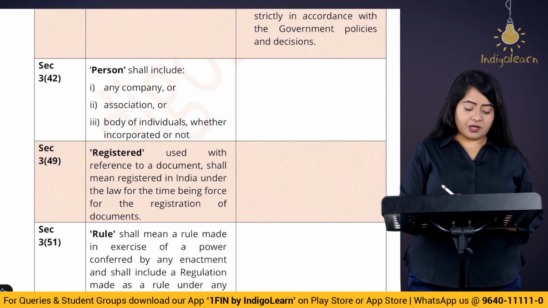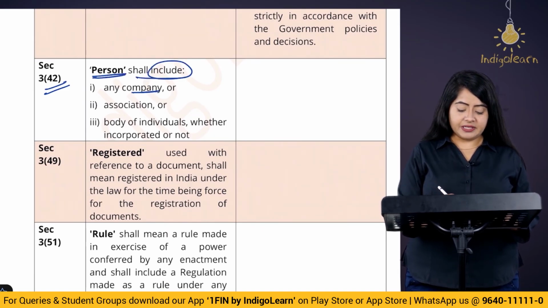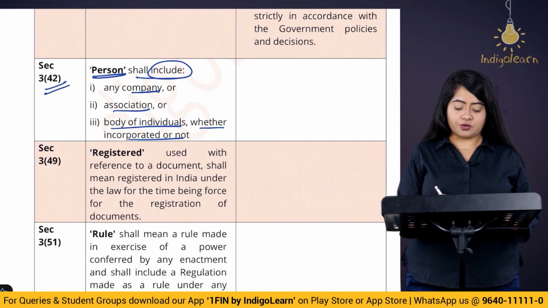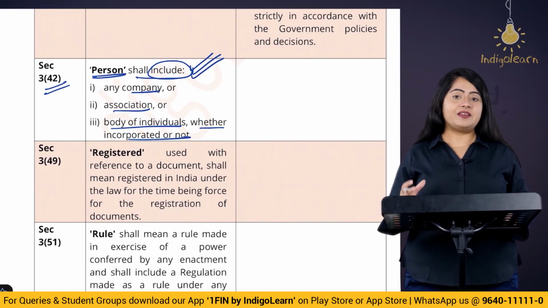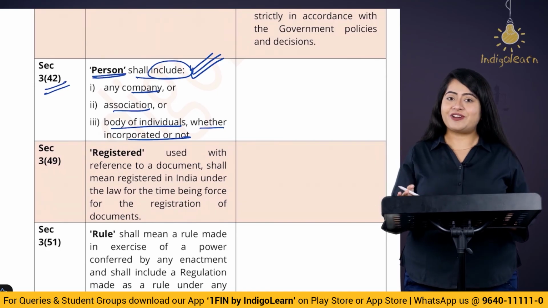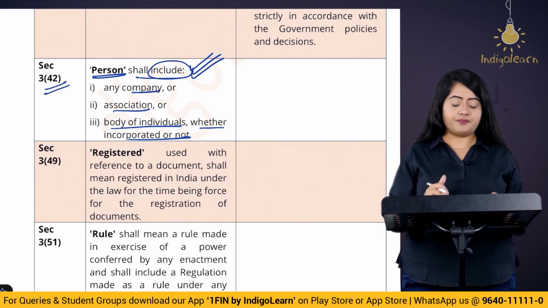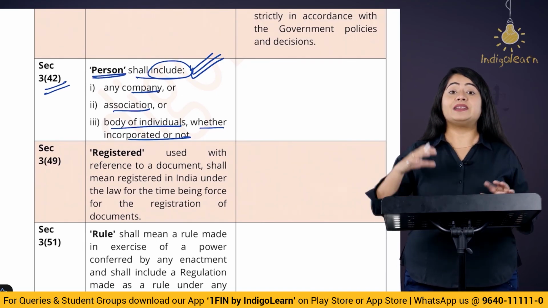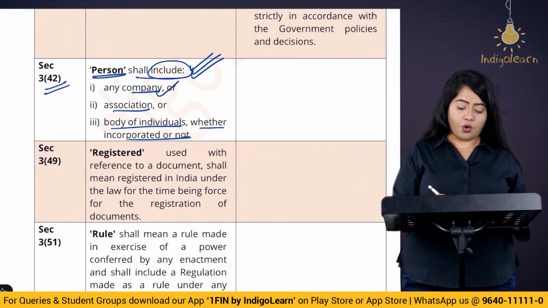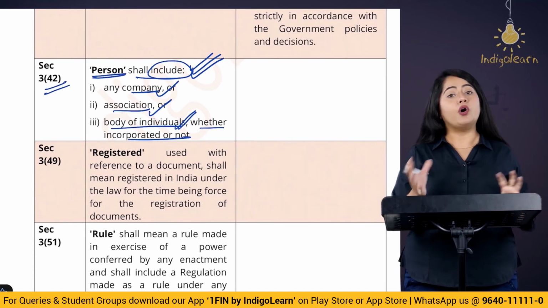Next is clause 42, which talks about person. The person shall include any company, association, body of individuals, whether incorporated or not. So here this definition is inclusive in nature. It says that if the word person is not properly defined in any of the statutes, then we are going to be using the definition of the word person from the General Clause Act, clause number 42. Now here this definition says that person includes a company or an association of persons or any body of individuals, whether they are properly incorporated as a legal entity or not, right?